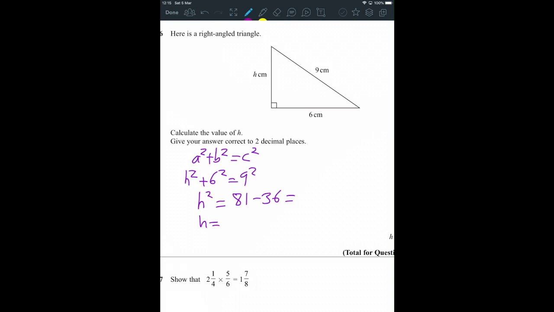is 45. Using my calculator to square root that, my calculator tells me simplified it's 3 root 5. The question, however, wants it to 2dp. With the SD button and rounding, you get 6.71 centimeters.